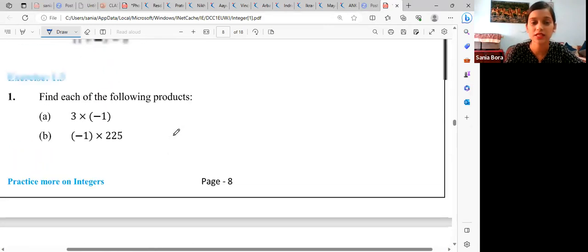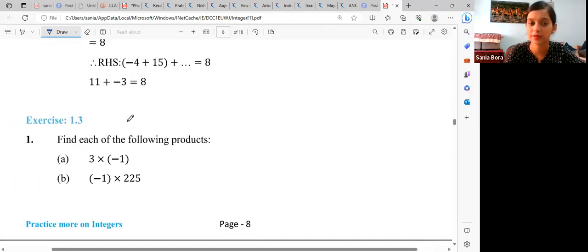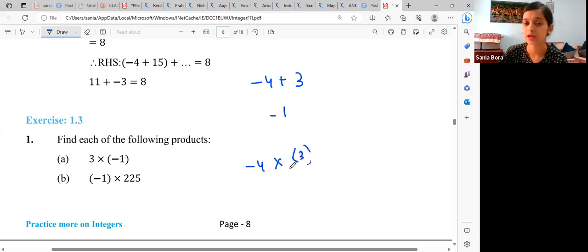Okay. Now this is the situation, 1.3 basically. You have to find the product of the following. Now, when we were solving the question, like 4 plus 3, look at the screen. Plus, minus, minus, right? So your answer is minus 1. But in multiplication, for example, 4 multiplied by 3 is 12. You will get negative 12.